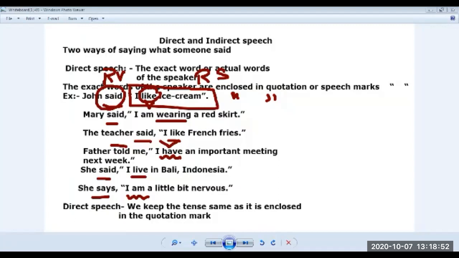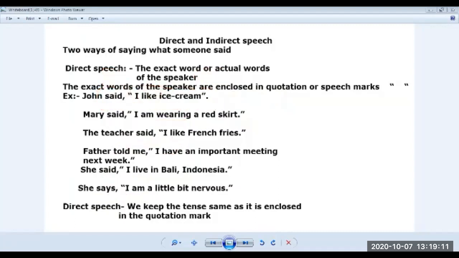We keep the tense the same as it is enclosed in quotation marks or speech marks. You know, sometimes I will be using the term speech mark, and many times I will use the term quotation mark. Okay. Now let's move ahead. Now you will see, you will notice something.